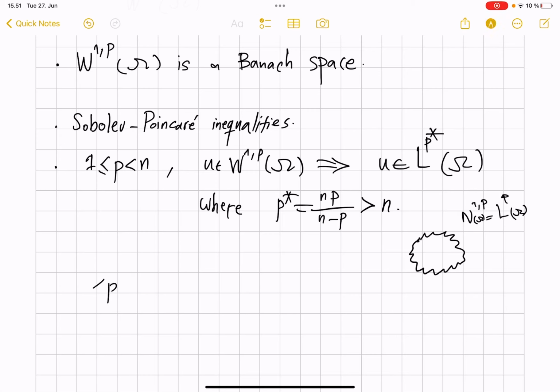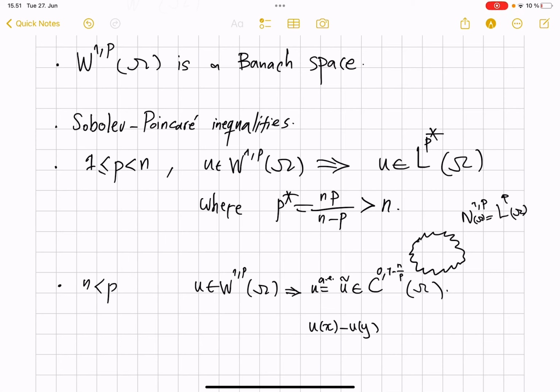And when p is strictly bigger than n, you actually get a much stronger result: if you are in W^{1,p} of Omega, then u is almost everywhere equal to a function u tilde, which is actually 1 minus n over p Hölder continuous. And that makes sense in a metric measure space. Being Hölder continuous is just a metric property, so these are real values you can compare, and you just say that there's a constant C where C times the distance of x, y to the power alpha bounds the oscillation of the function.